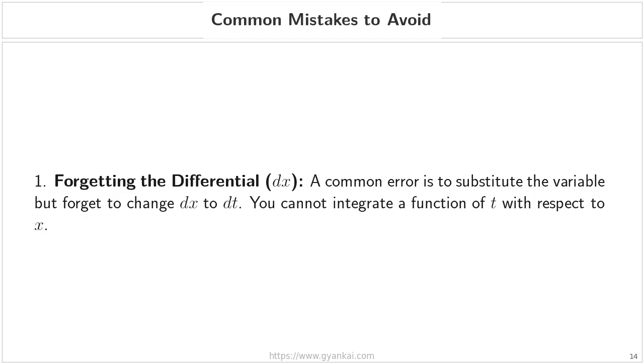A very frequent error students make is this. They correctly substitute u or t for a part of the integrand, but then they completely forget to also change dx to dt. Remember, when you change variables, everything needs to be expressed in terms of the new variable. You're essentially changing your world from x to t, and you can't integrate a function of t with respect to x. That just doesn't make sense mathematically. You must express the integral entirely in terms of t before you integrate.